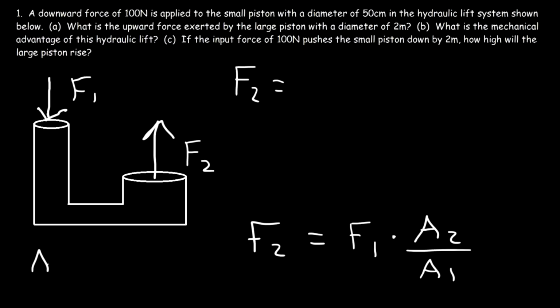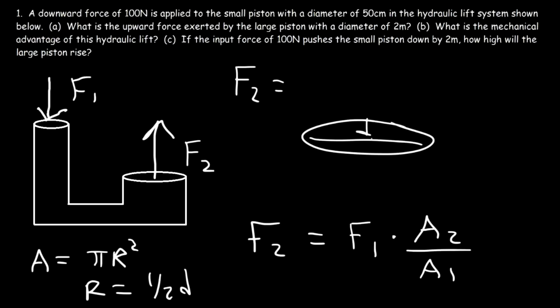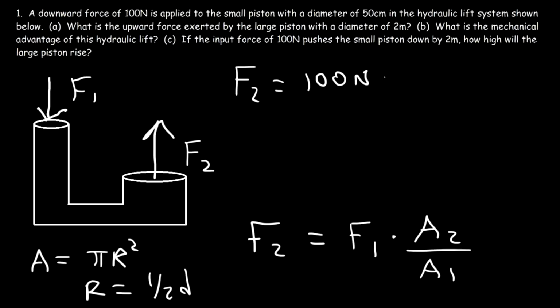Now the area is pi r squared because the pistons are circular in nature. Now we're given the diameter. The radius is half of the diameter. So if you have a circle, here's the diameter, and this is the radius. So F2 is going to be F1, which is 100 newtons, times A2, which is pi r squared. And the diameter of the large piston is 2 meters, which means the radius is 1 meter.